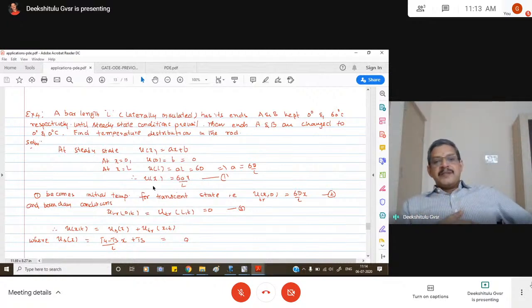Then the temperatures are changed to 0 and 0. So equation 1 becomes the initial temperature for the transient solution. The transient solution at x,0 becomes the solution obtained for the steady state, so that becomes 60x by L.